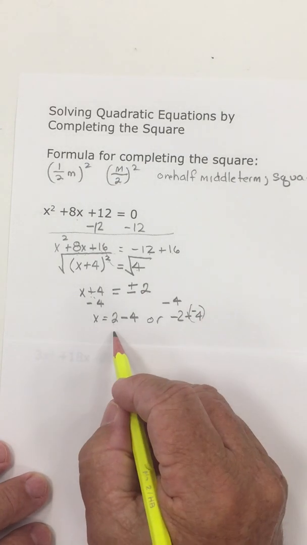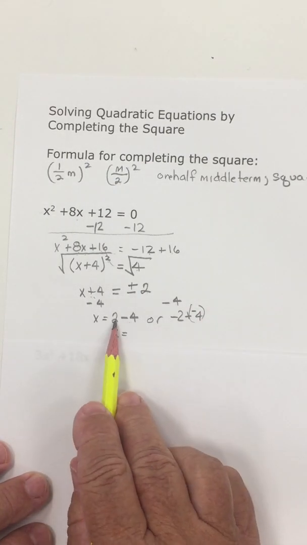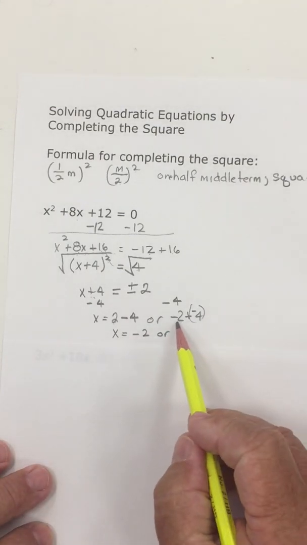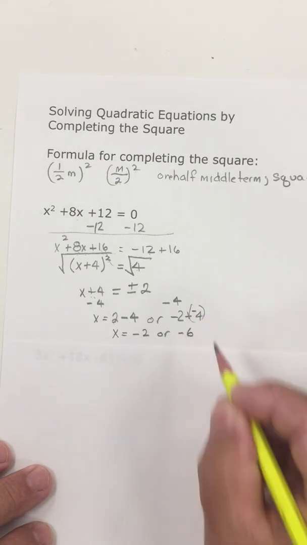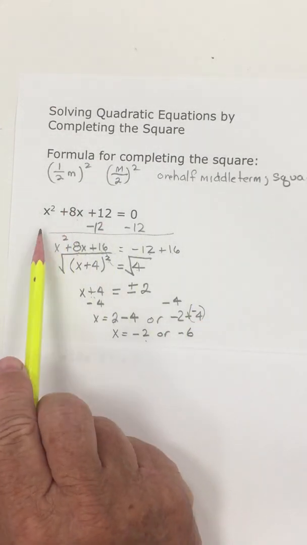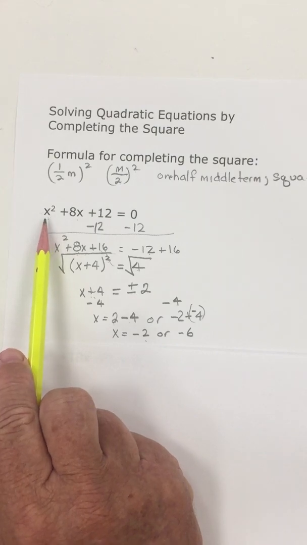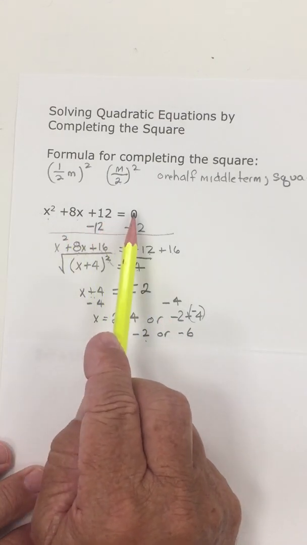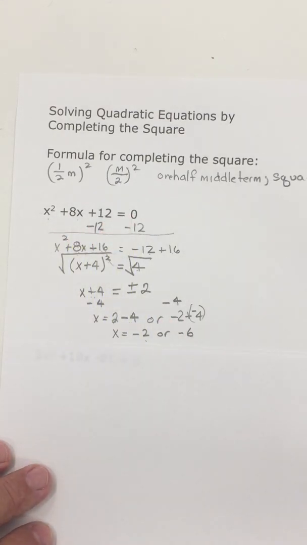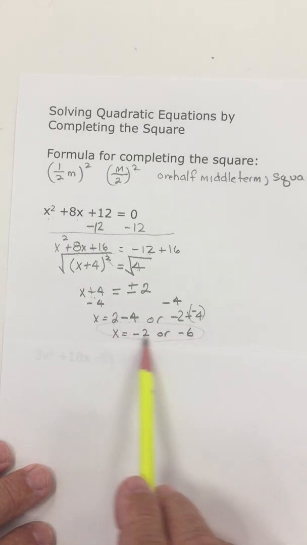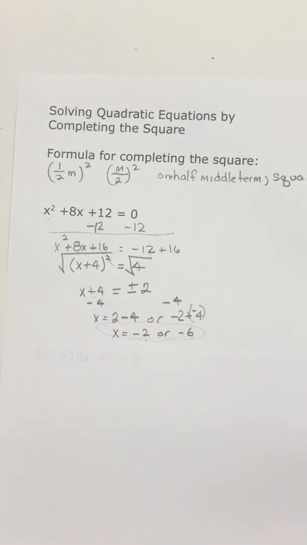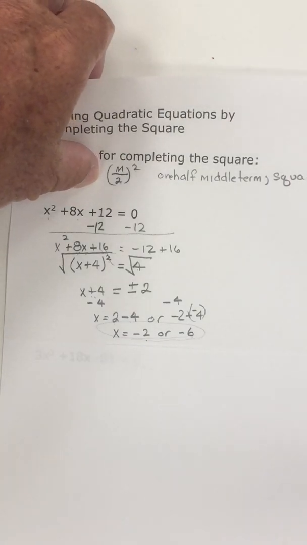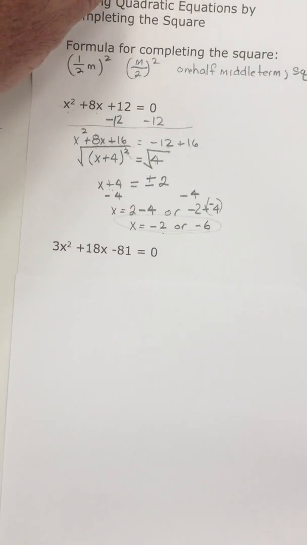All right, so x is equal to negative 2 or negative 6. And if you take negative 2 and put it back into this problem, we're going to see that it equals 0. If we take negative 6 and substitute it back into this, we're going to see that it equals 0. So it has 2 answers. On your assignment, you'll have to give me 2 answers, and you could just say x equals negative 2 comma negative 6. That's fine. Well, let's look at another one real quick.